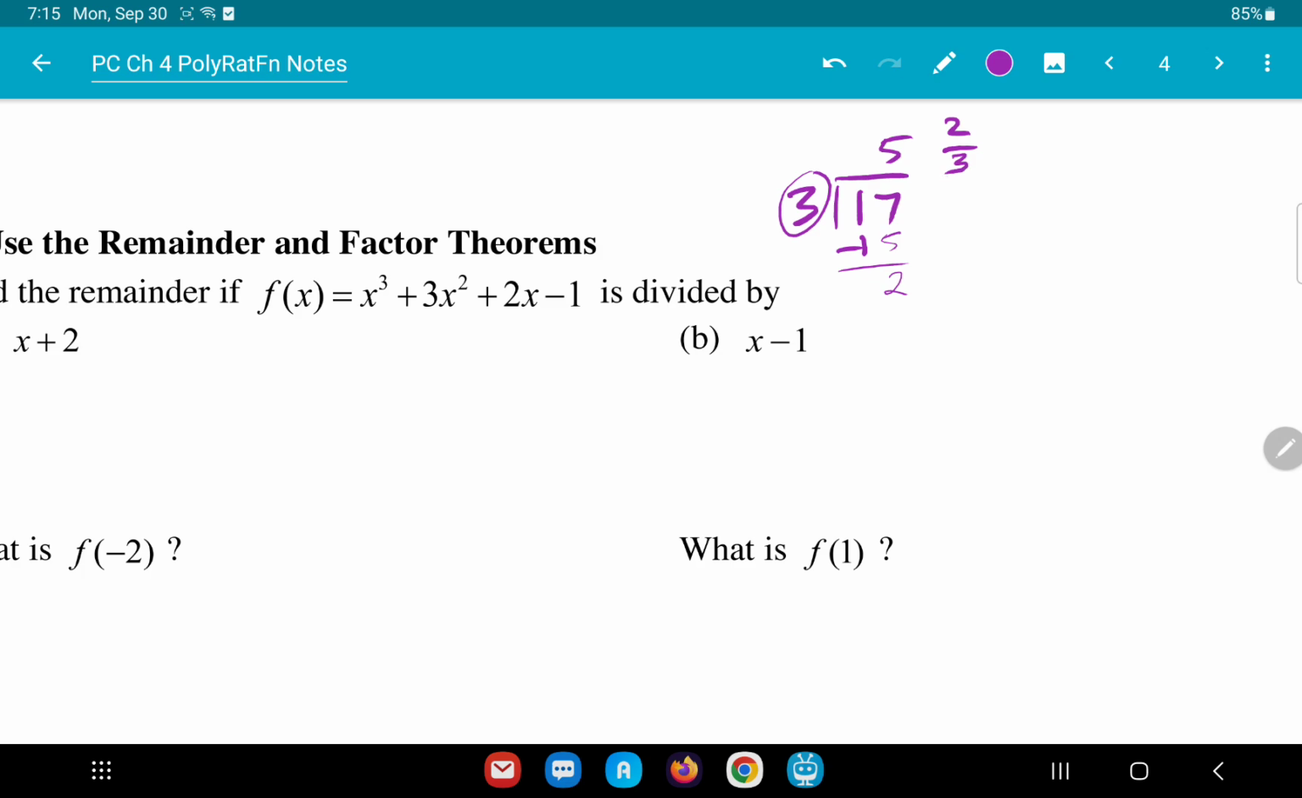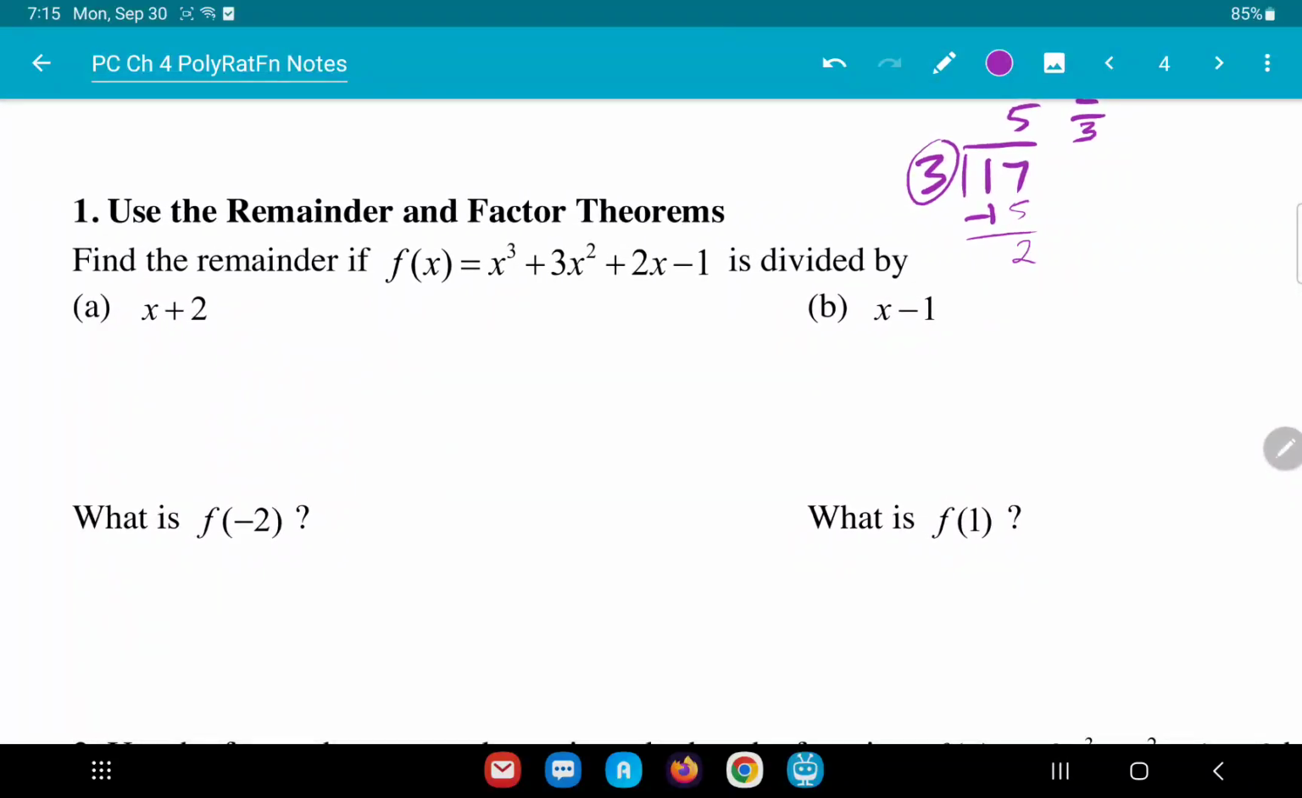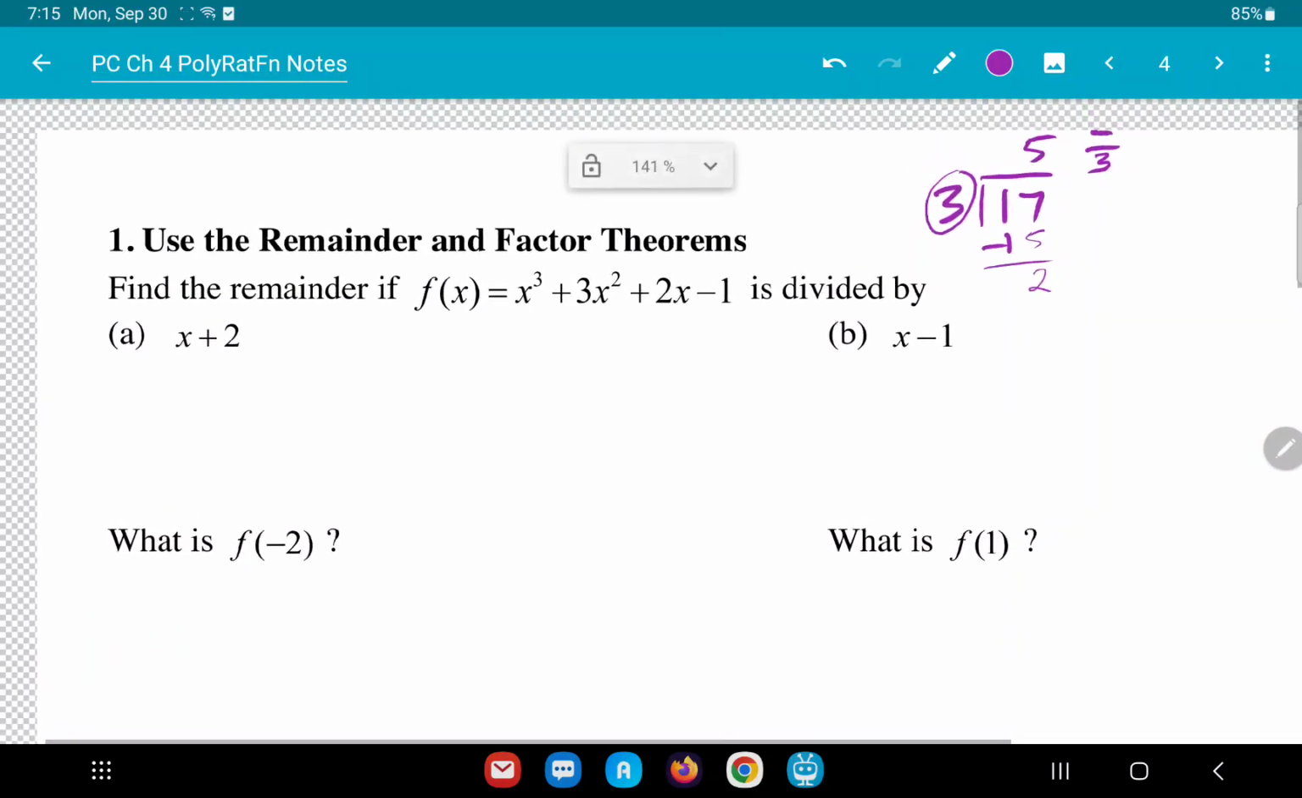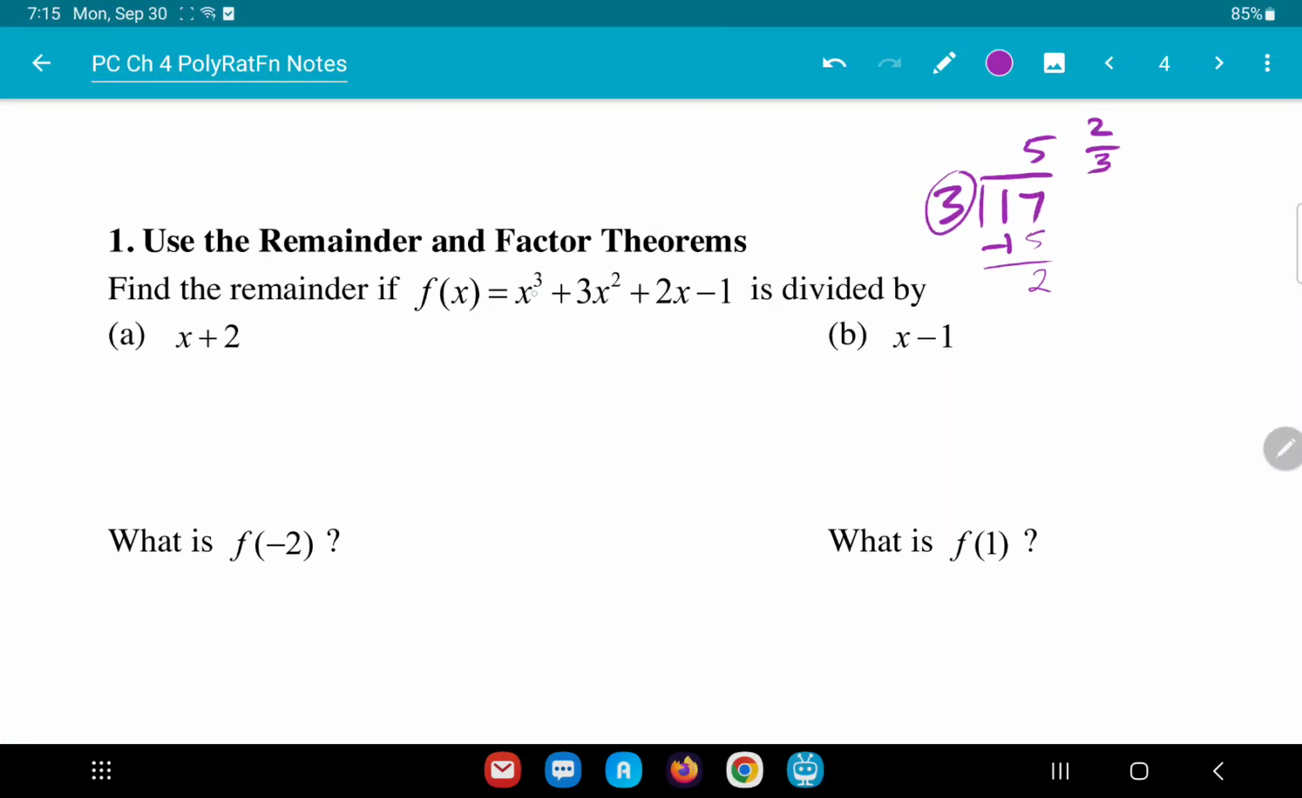Well, we're going to do something similar in polynomial form as well. So what we're going to do is treat the polynomial as if the coefficients are like the numbers themselves in that number 17. So let's go ahead and take the coefficients. We have 1x cubed, 3x squared. Actually, let me write the variables above it. 1x cubed, 3x squared, 2x, and negative 1 is our constant. And we're dividing this by x plus 2.